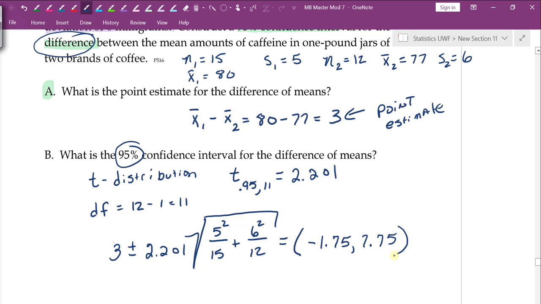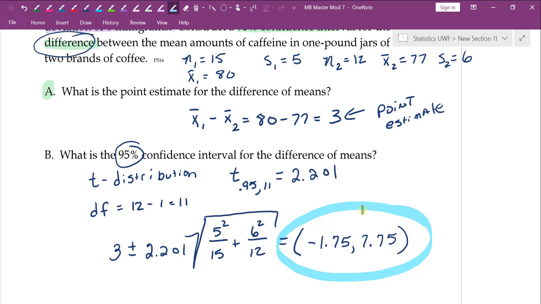Now, notice that this interval right here contains 0. Do you see that it contains 0? Because it contains 0, I cannot say that one brand of coffee definitely contains more caffeine than the other brand. It would have to not contain 0 like my other confidence intervals for us to be able to conclude that one brand contains more caffeine than the other brand.